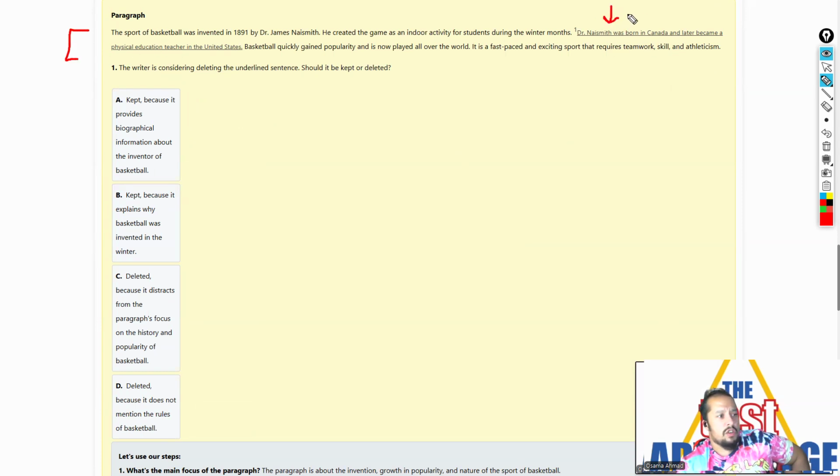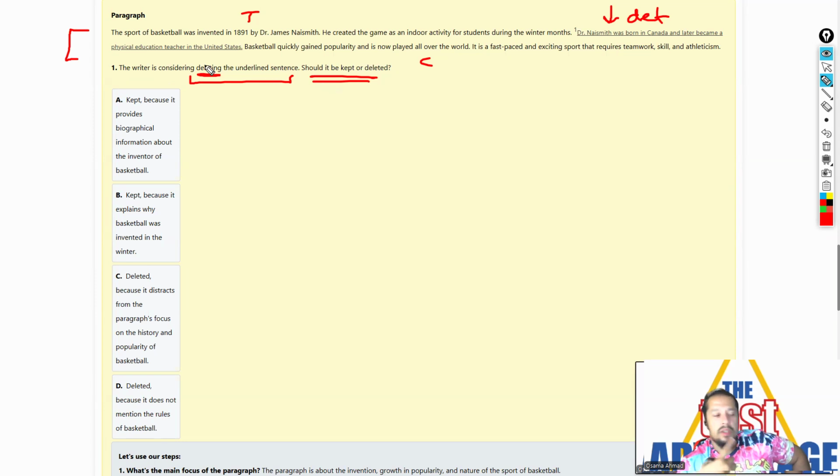a sentence, right? Usually it could be a detail, it could be a topic sentence, it could be a concluding sentence, any sentence in the paragraph. And so it's going to ask you this type of question. The writer is considering deleting the underlined sentence. Should it be kept or deleted?